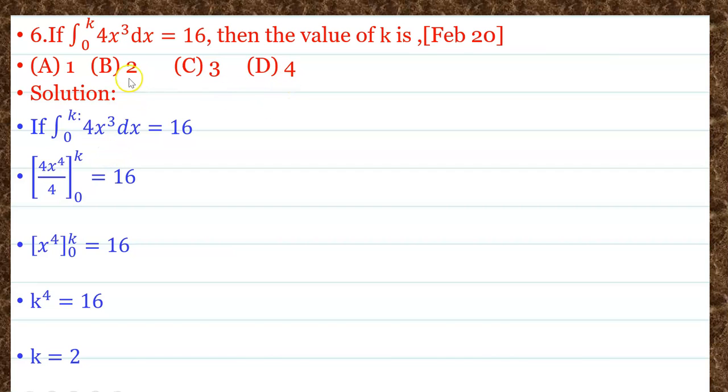Now the solution, normal integration is 0 to k 4x³ dx that's equals to 16. आपण integration करणार 4x raised to 4 upon 4 0 to k 16. 4 get cancelled. Replace upper limit by lower limit. Okay, म्हणजे काय की k raised to 4 minus 0 is equals to 16. That's here you will get k raised to 4 is equals to 16. Okay, मग k is equals to 2.